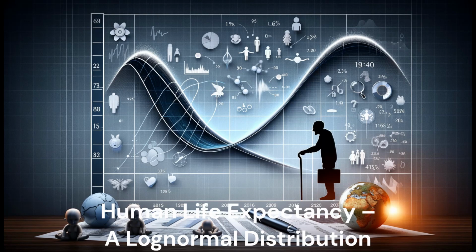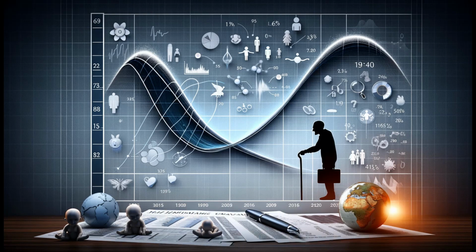Human life expectancy, a log normal distribution. Having laid the groundwork with an easily digestible example, Paul then transitioned to human life expectancy. Now, when we talk about human life expectancy, we're dealing with a log normal distribution.